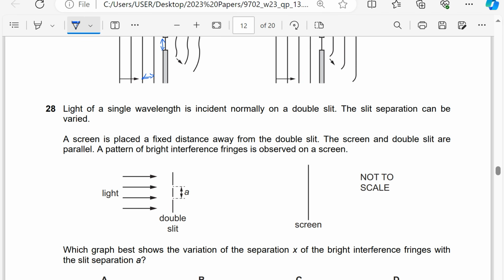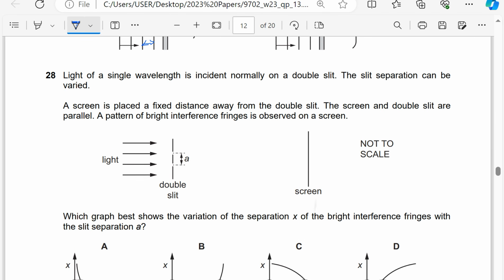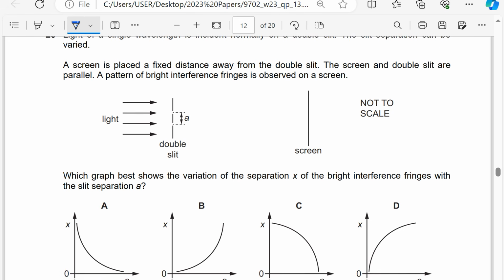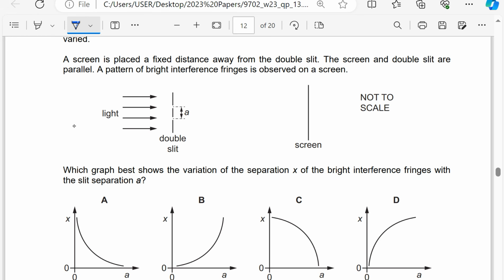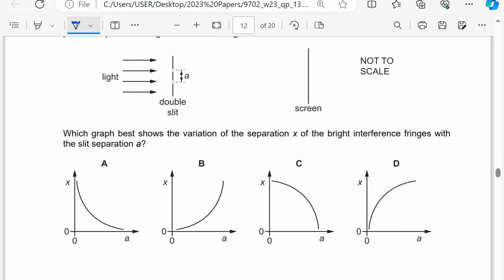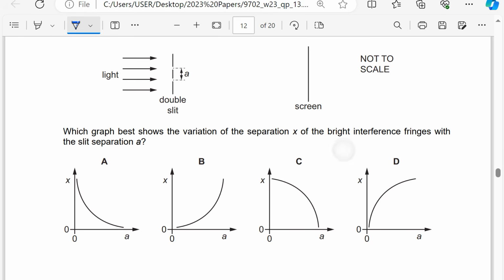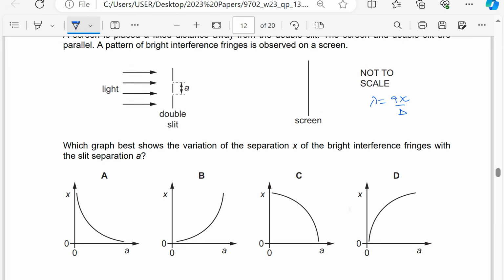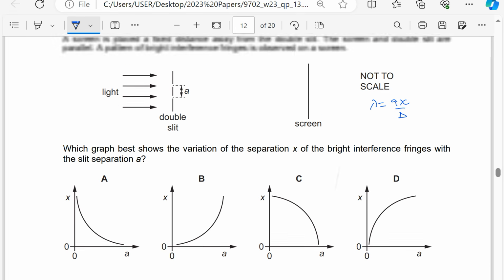Light of a single wavelength is incident normally on a double slit. The slit separation can be varied. A screen is placed a fixed distance away from the double slit. The screen and the double slit are parallel. A particular bright interference fringe is observed on the screen. Remember, it is a double slit. If it is a double slit, the first thing to come into your mind is wavelength equals ax divided by D. Now, they have given us graphs of x against a, so I make x the subject.